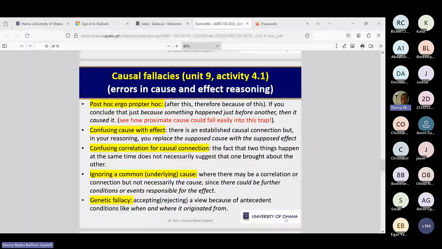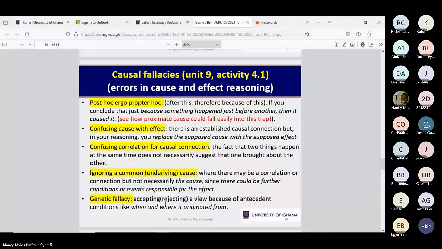Now we'll do the third one. So I'll take Lois and then Sam and Quay. So Lois first. Lois Baba. Lois, please read the causal fallacies from beginning to end.